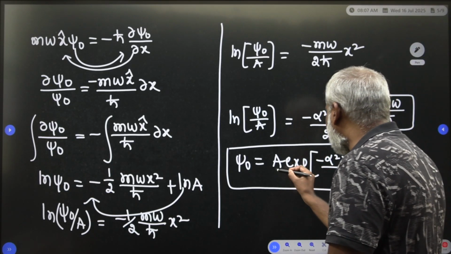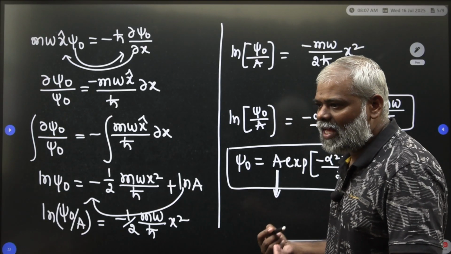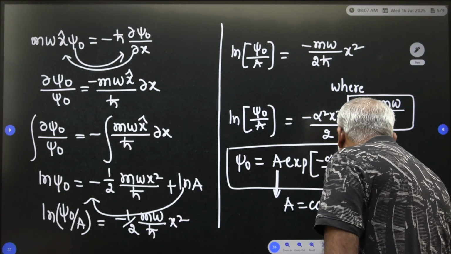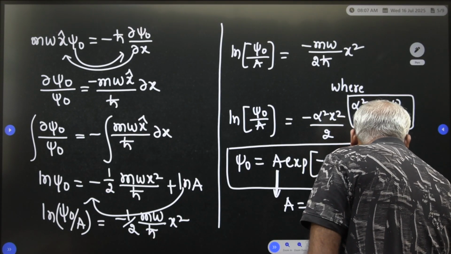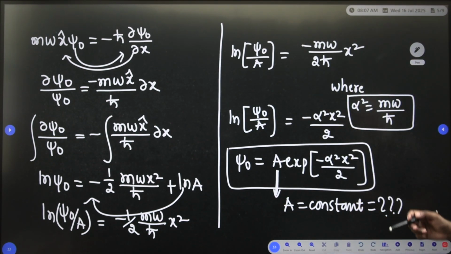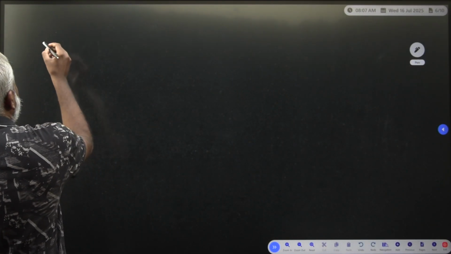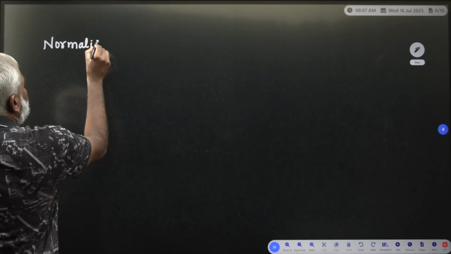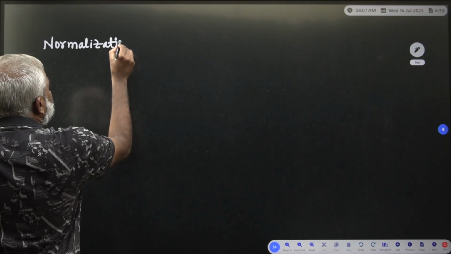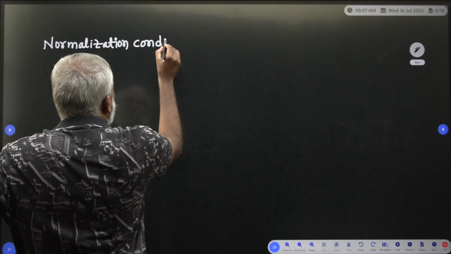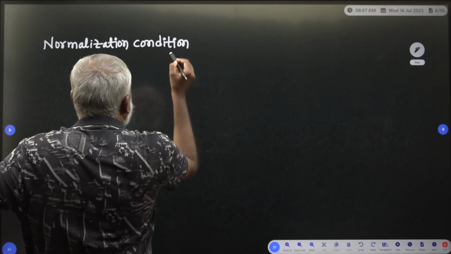But here a is there. What is a? A is the normalization constant. This constant we need to calculate. How do we calculate the constant? By using the normalization condition. Maybe I will teach this one in the postulates of quantum mechanics. So what is our normalization condition?